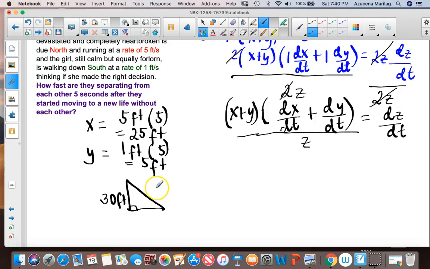This side is letter C. We're looking for that. And this side is 5 feet. They were 5 feet apart. And so you will be solving for Z by squaring 30, squaring 5, and that equals Z squared. So this is 900 plus 25.